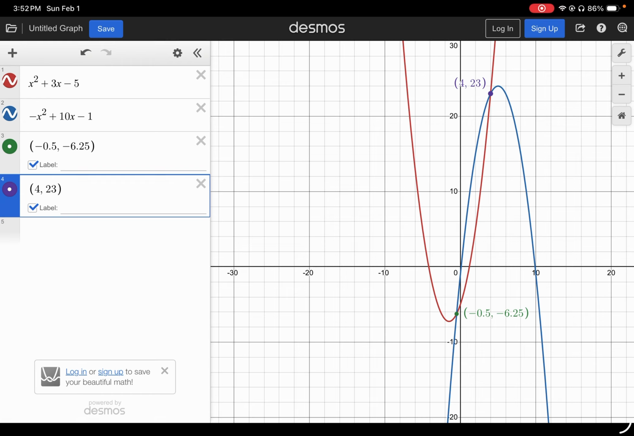So that's how you would find it graphically. Look for the points where they cross on the graph. So I'm going to pause this recording here, and then I'm going to start it again in just a moment to show you the algebraic way.